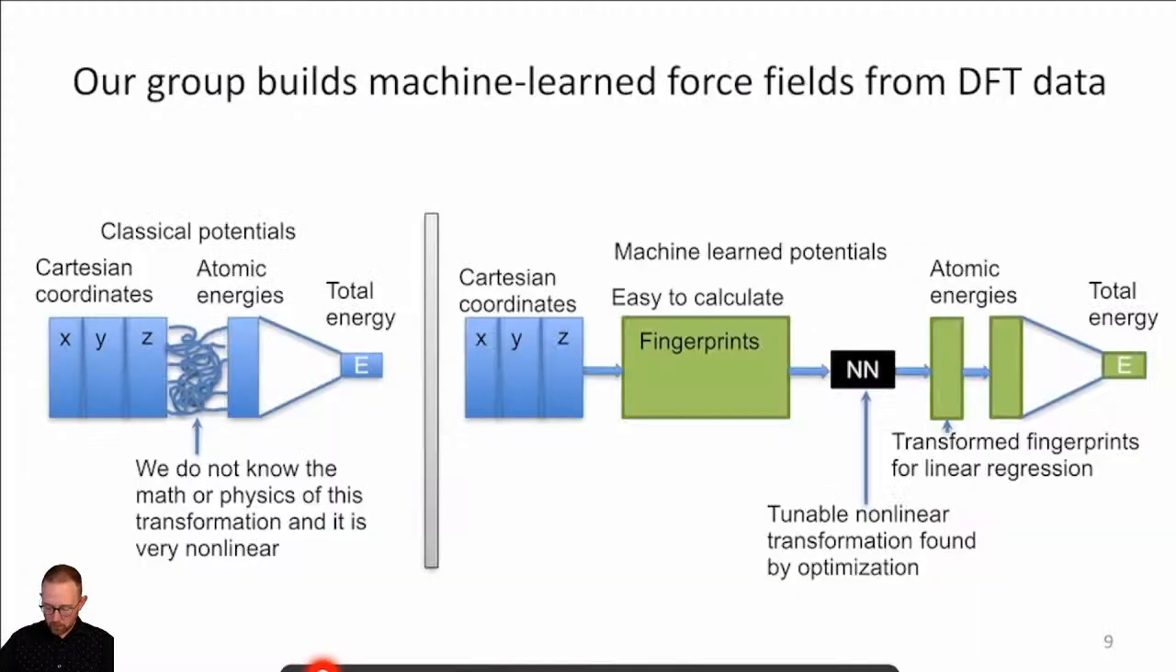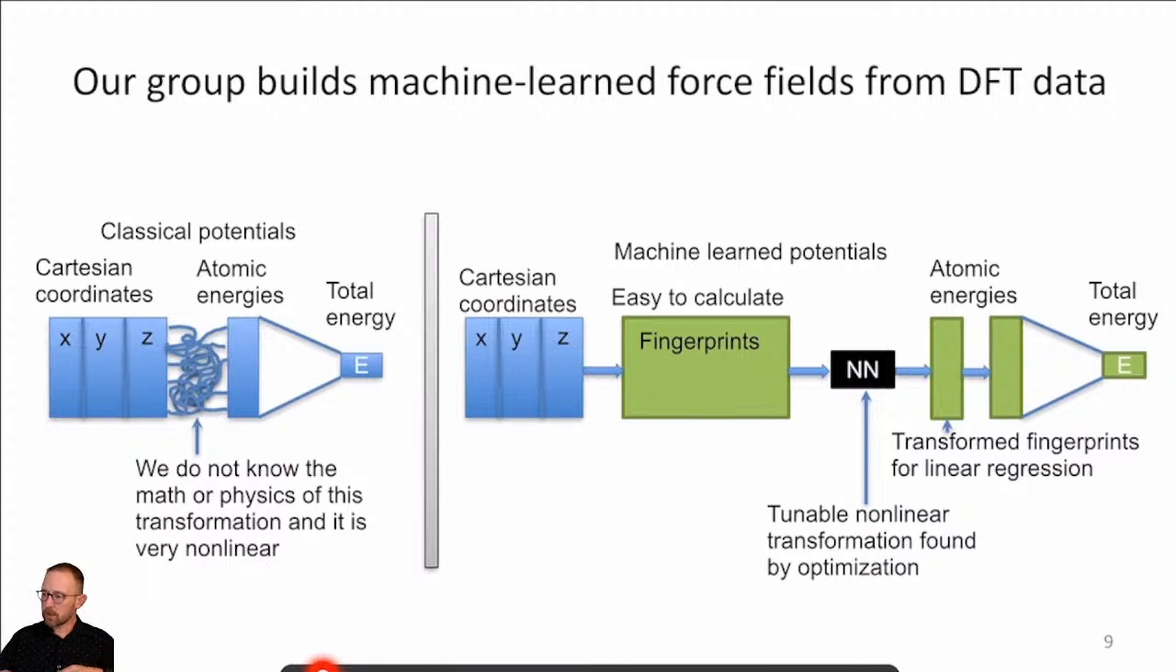Now I want to show you what is tricky about this. On the left-hand side over here, we have the conventional classical potential. The way I've thought about it is we have Cartesian coordinates and the identity of atoms as our inputs to a model. We have some very nonlinear, complicated equation that gives us atomic energies. Once we have atomic energies, we sum them up to get the total energy. That's how a lot of the potentials work. And the problem is this spaghetti in here, that we don't know exactly what that nonlinear transformation of coordinates to energies is.